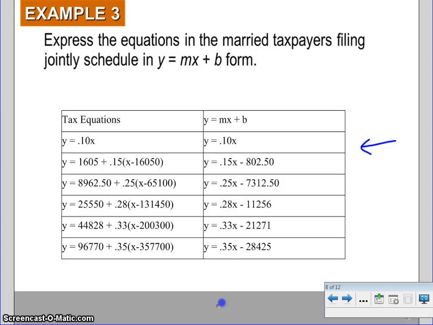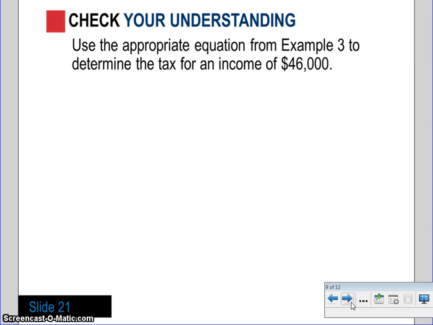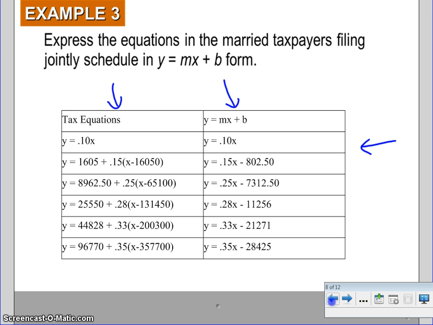All right, so here you see the actual tax equation itself, which we saw in the previous chart. And now I've done the distributing and combined like terms to get my slope-intercept form. So now let's do something with that. It says use the appropriate equation from example 3 to determine the tax for an income of $46,000. So we're looking at an income of $46,000, and let's see where that's going to fit. It looks like it's going to fit right in here.